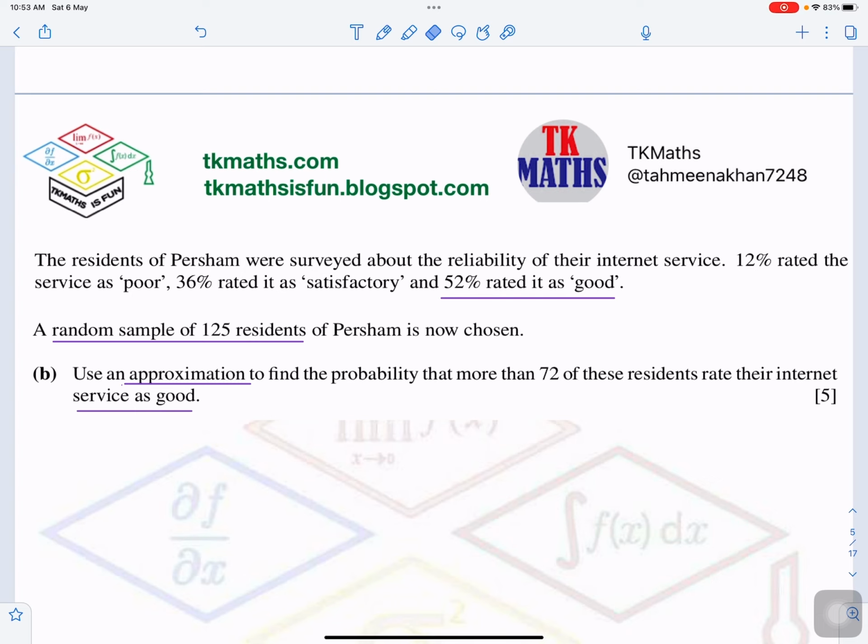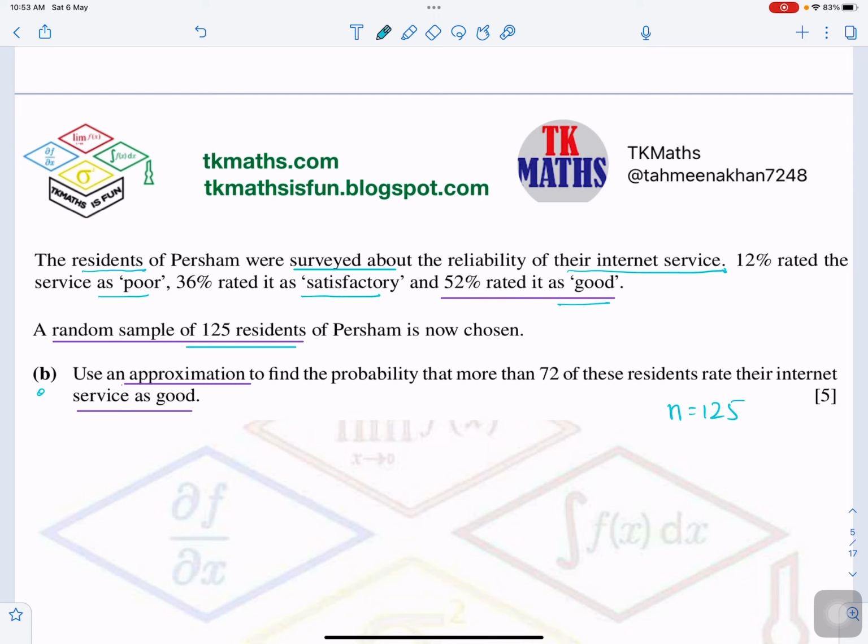If you read the question, it is talking about a survey which was conducted regarding internet services, and the residents who participated from the area. They have taken a random sample of 125. So the moment you read this question, you understand that it is from the binomial distribution, where n is given to you, 125, and there are three probabilities given. It is about poor service, satisfactory service, and good service. Let's read what the question is talking about.